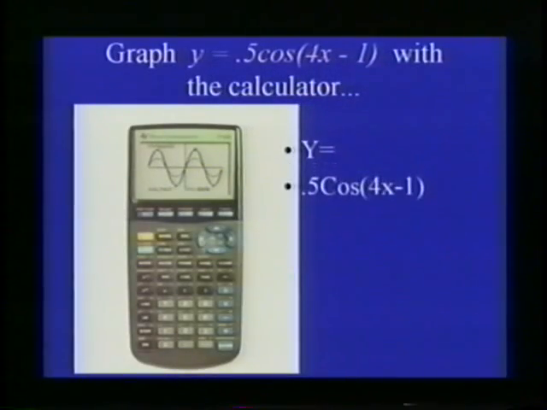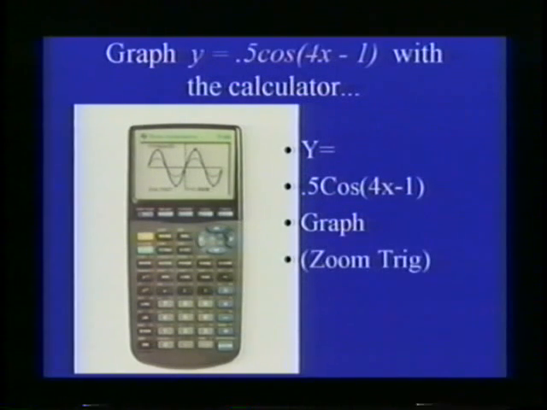y equals 0.5 cosine 4x minus 1. Looks hard. Show that one to your mom. Hit the graph button. And if you don't like it, and you have time, it's probably already zoomed to trig. We'll stay at that zoom for the rest of the class. Zoom trig. Looks very much like it.